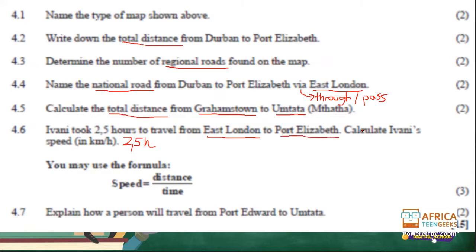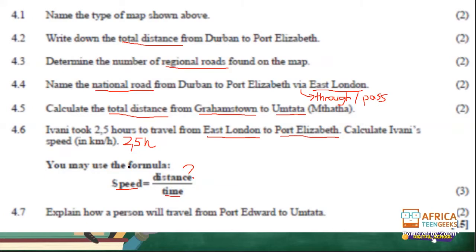Right. Calculate Ivan's speed. So we need to know speed by given time, right? Time is 2.5. Want to know at what speed was it traveling? Obviously, in this case, I need to know what is my distance between PE and East London. Then I can calculate my speed.